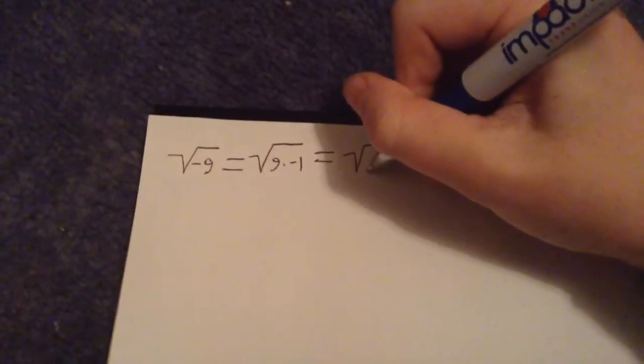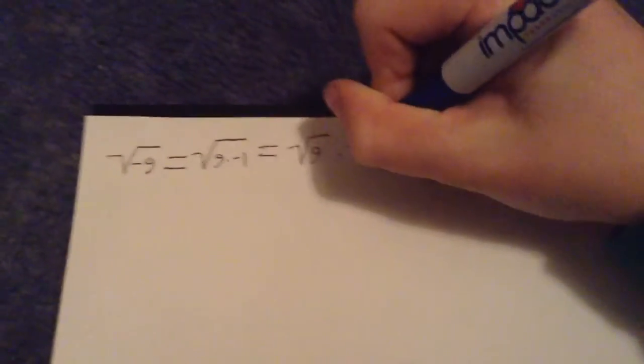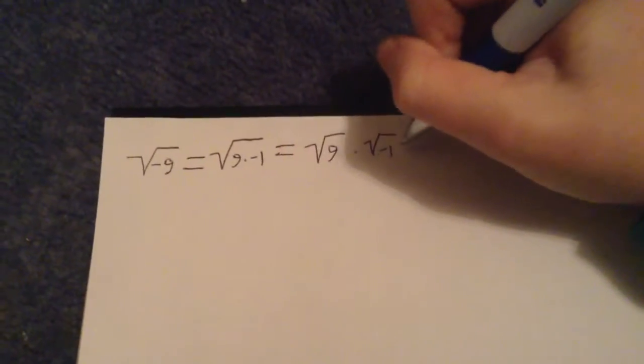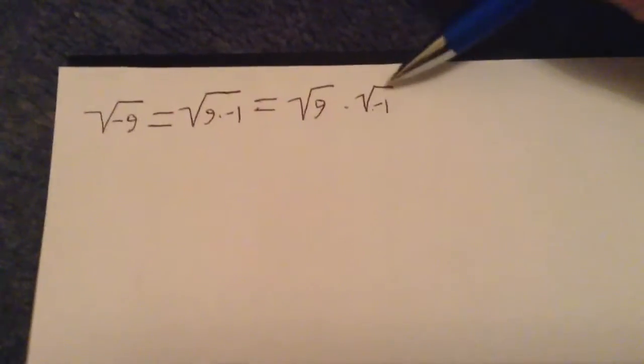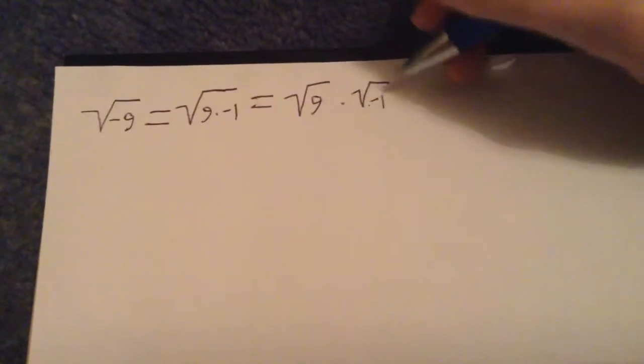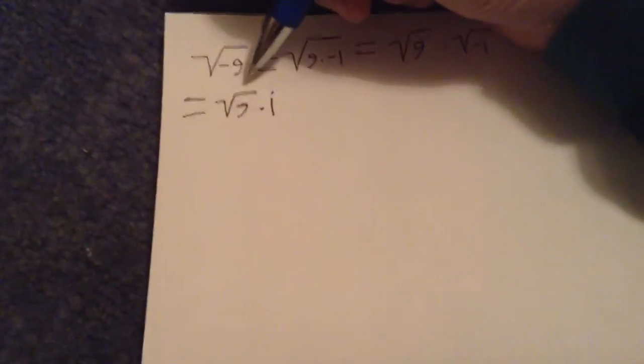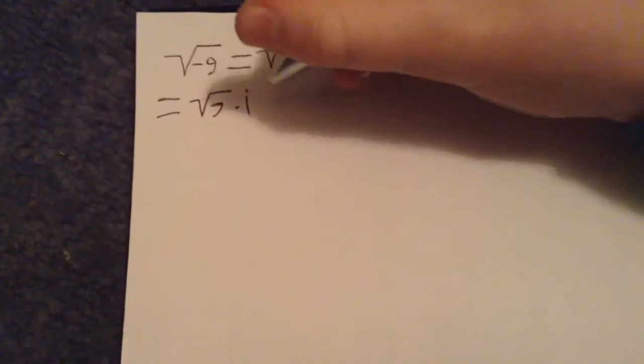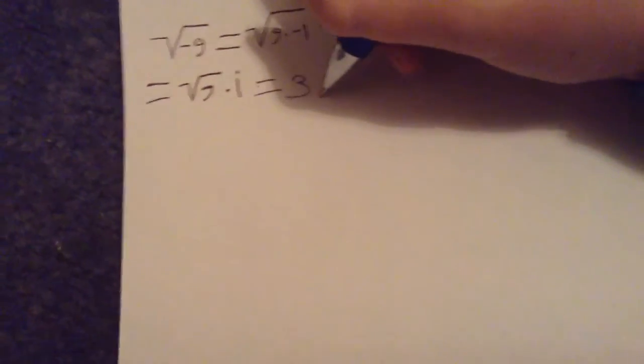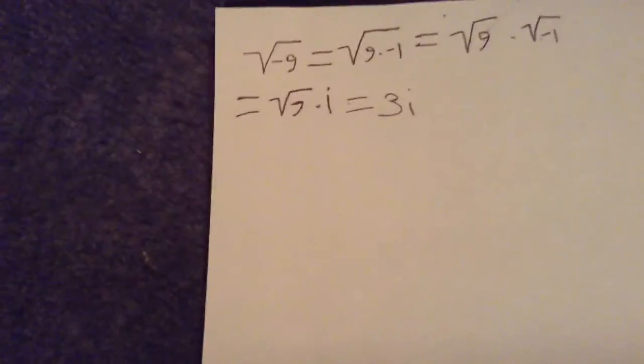And this is then going to be equal to the square root of 9 times the square root of negative 1. And the square root of negative 1, as you should know by now, is I. So then we get the square root of 9 times I. Sorry if there's background noises. And then, if you've done basic arithmetic, that's basically 3 times I. And that is how we get the square root of negative 9.